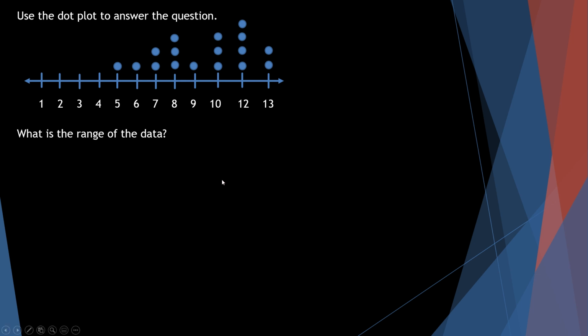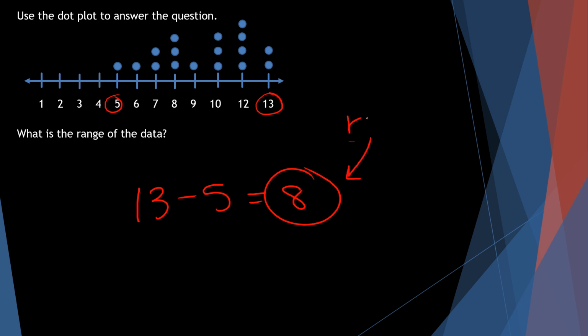Alright, so the next question is asking us what is the range of this data, and to figure out the range of your data, all you need to do is take your biggest number and subtract it from your smallest number. So 13 minus 5 is going to give me 8, which means that my range is 8.